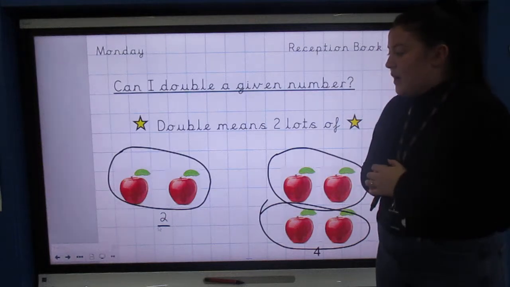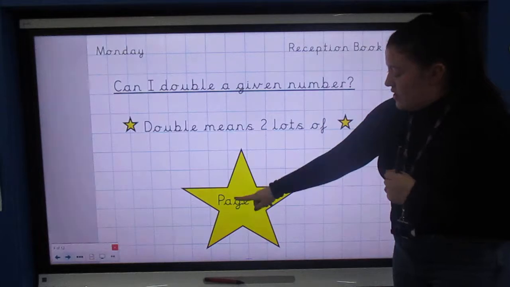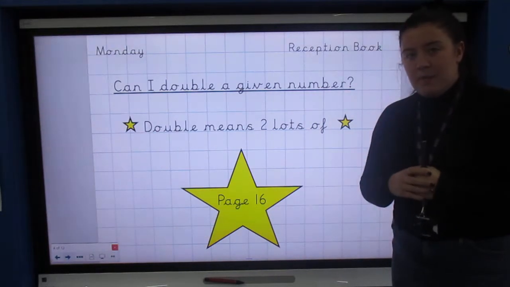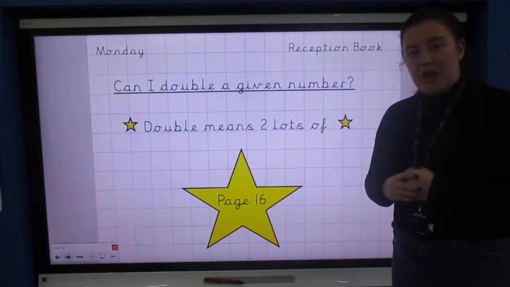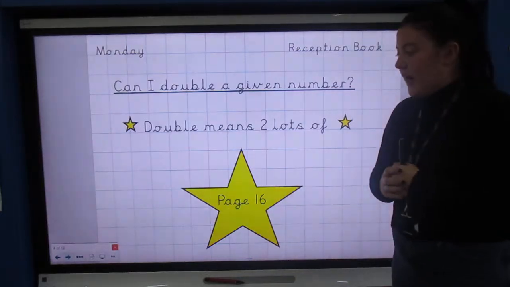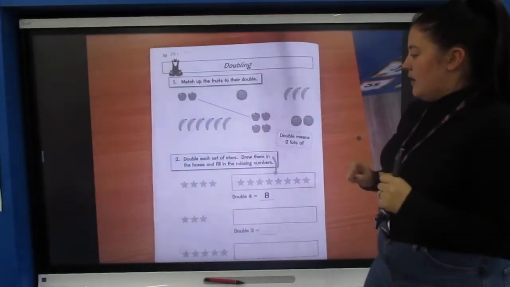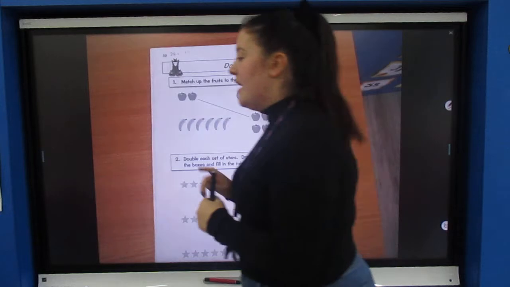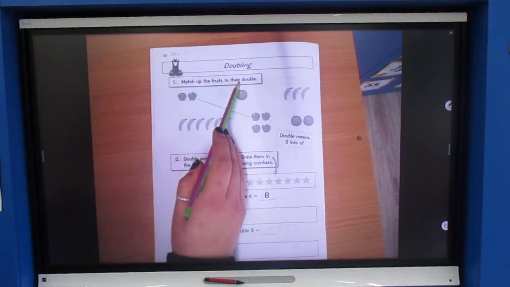Now what we're going to do is I'm going to show you your workbook for today. So I'll put it on the board here in the star that you need, page 16. And in your workbook, if you've got the reception book, we're going to look at what we've got to do, and it's all about doubling, okay? So I'm going to now go over to the visualizer, and I'm going to have a look at this question, okay? So if you look at the board, you will see that I'm now under the visualizer modelling what we need to do. So our first question is asking us to match up the fruits to their double.